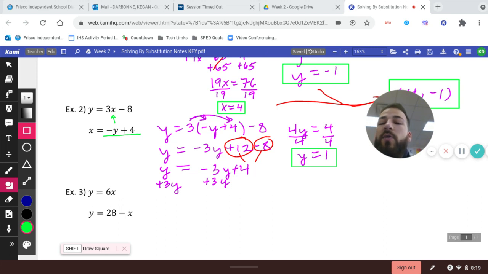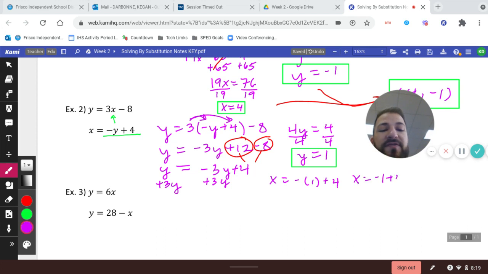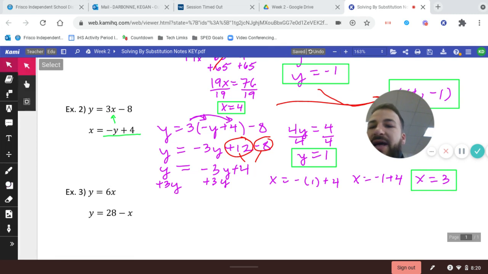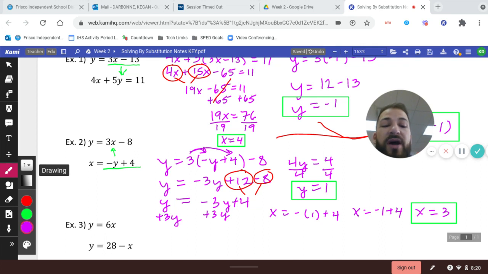Step 3, I take y is equal to 1 and I plug it into either equation. The one that's already solved for x is probably my better bet. So x is equal to negative 1 plus 4. Negative times 1 is just equal to negative 1. So x is equal to negative 1 plus 4. We get x is equal to 3. And so as our final answer, x value of 3, y value of 1, so we get (3, 1).